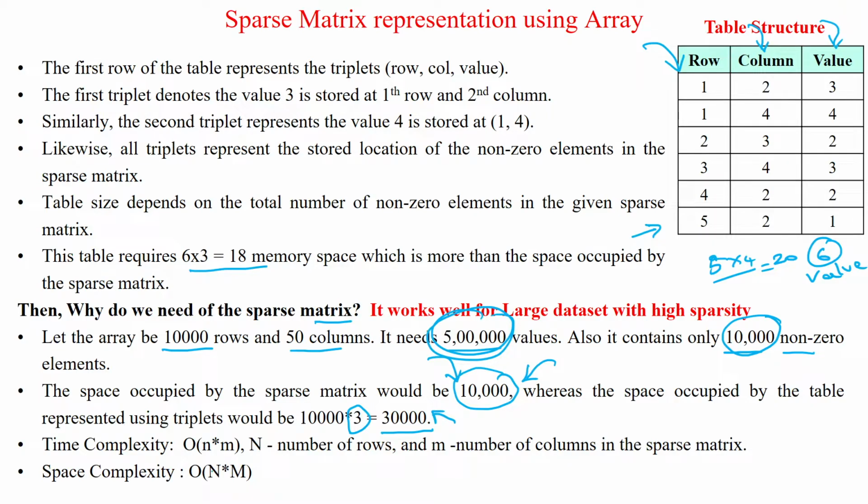So the sparse matrix is used to reduce the computational power. The time complexity will be the n number of rows and m number of columns in the matrix. So it will access the elements wherever they are available in the matrix. So order of nm. Space complexity: to store the values we need order of nm.